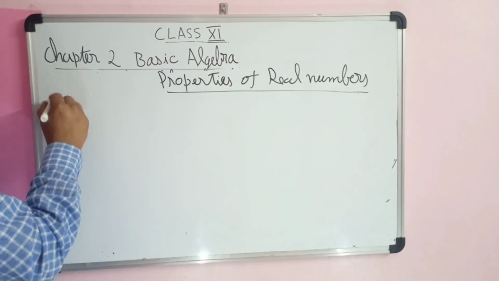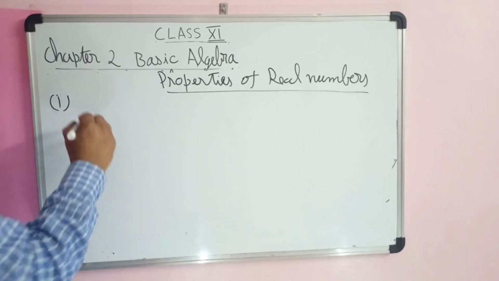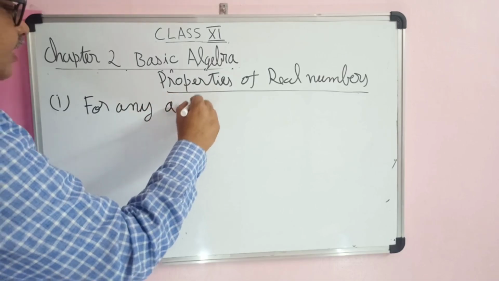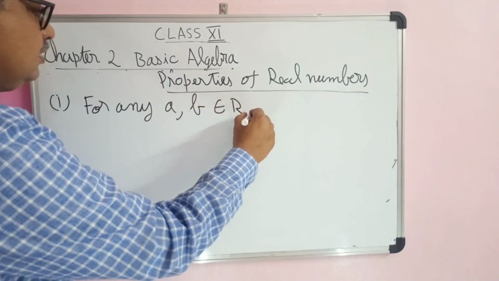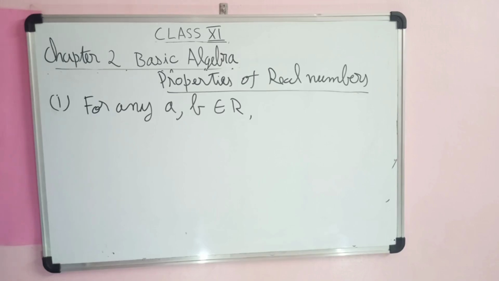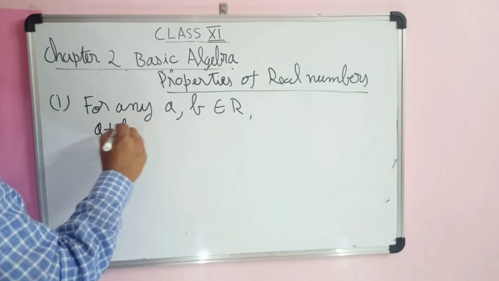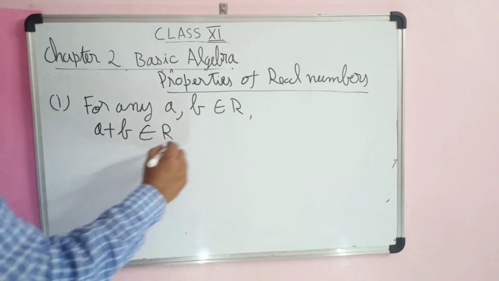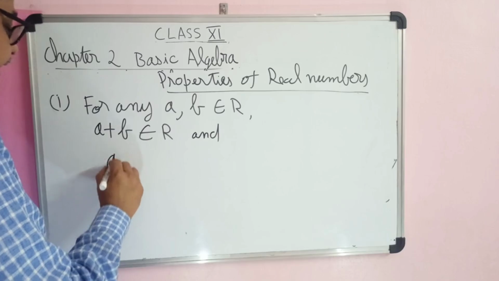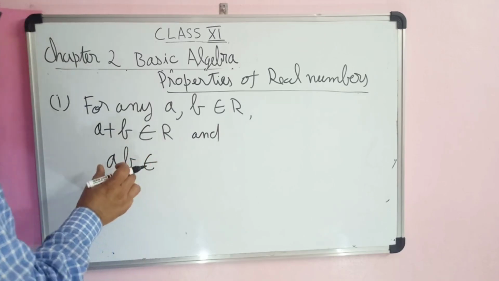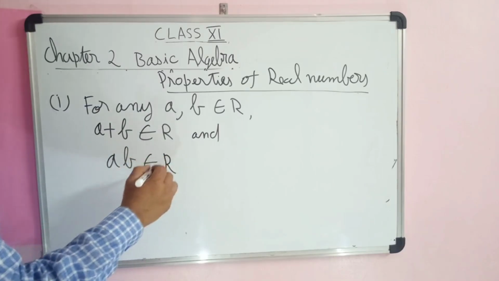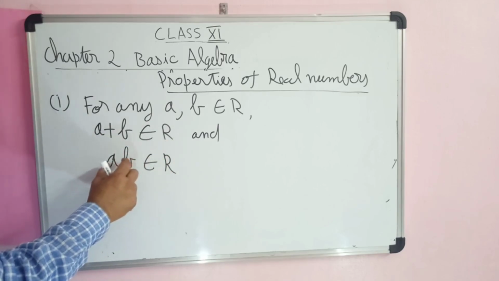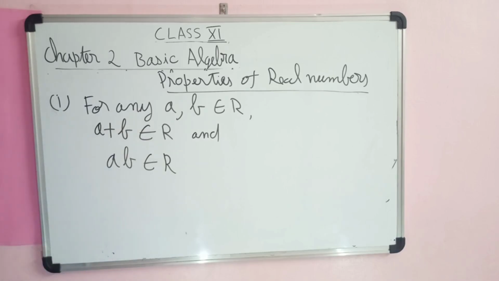First property, for any A, B belongs to R, A plus B, the addition of these numbers, also belongs to R, and A into B, the multiplication, the product of these two, also belongs to R. A plus B, addition of these two real numbers, is a real number; multiplication of these two real numbers is a real number. This is property 1.